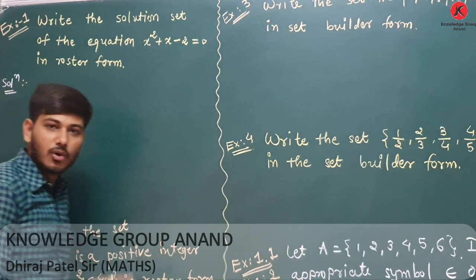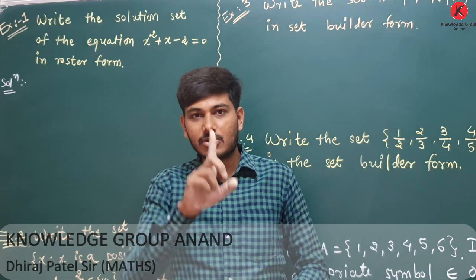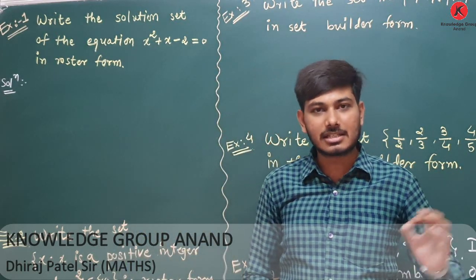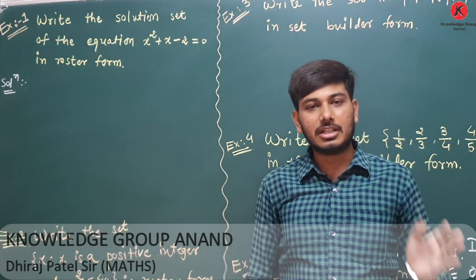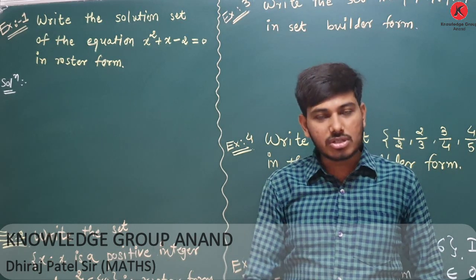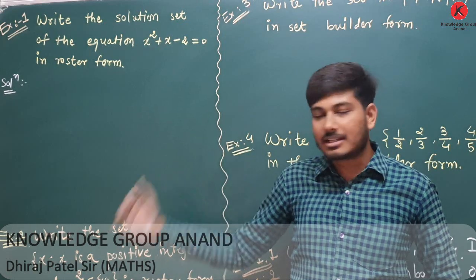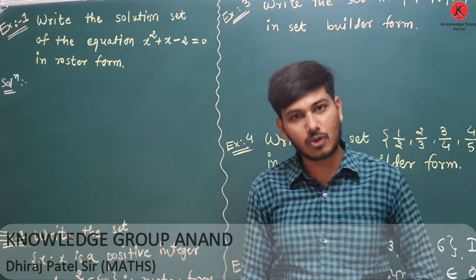There are two forms or two methods of representations of sets. The first one is roster form and the second one is set builder form. How can we represent any set in roster form or set builder form? There are many examples in your textbook as well as in your exercise questions.